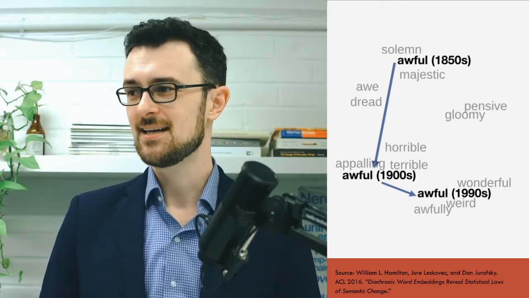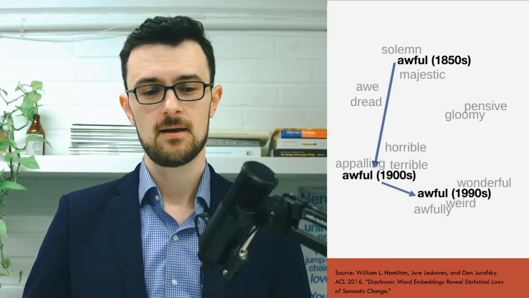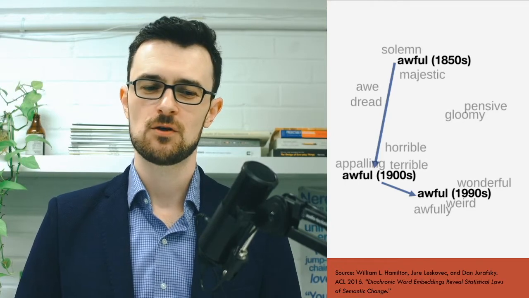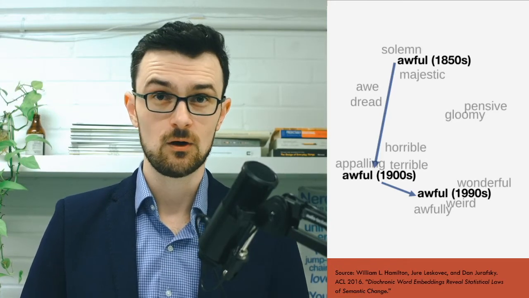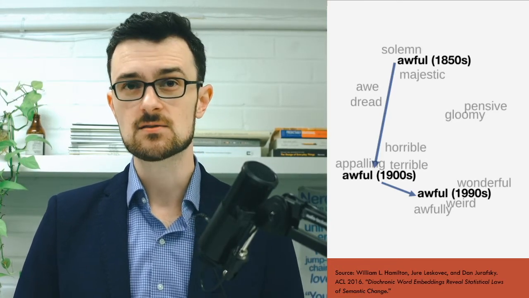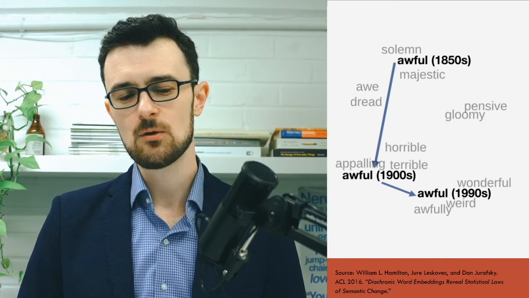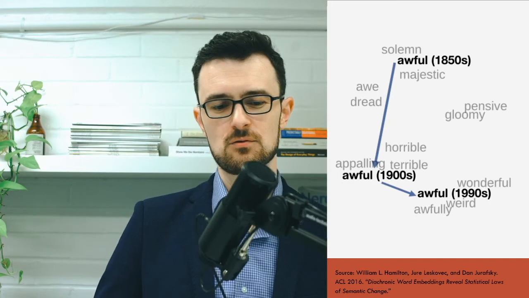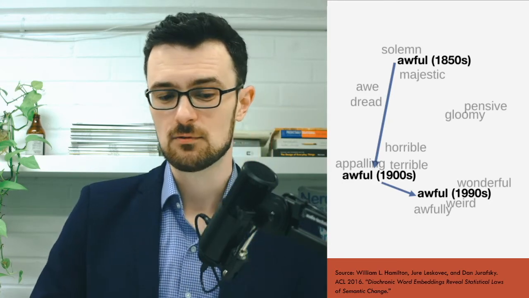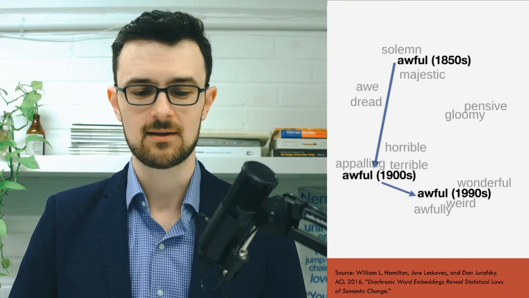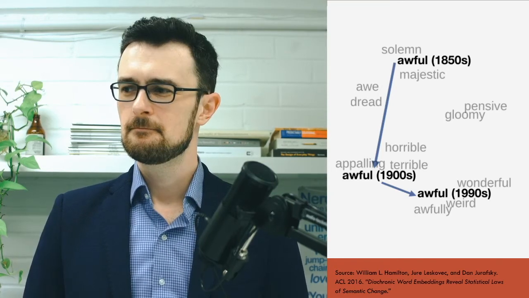In this case, you can see that awful in the 1850s, when all of those awful depictions were shown, used to mean full of awe, as in majestic, solemn, dread, full of dread. But then it slowly moved in that direction of dread. And by the 1900s, the early 1900s, it meant appalling, awful, sort of recognizable for now.